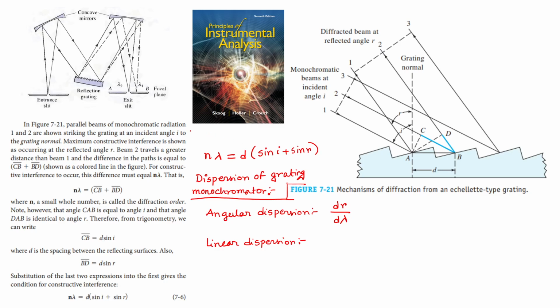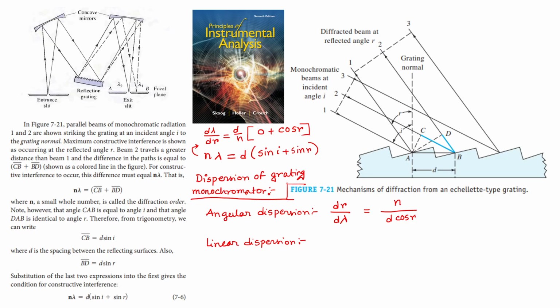So what we are going to get from here is d lambda by dr is d by n, obviously sine i is constant, that is why it is 0, and the derivative of sine r is going to be cos r, right, when we differentiate with respect to r. So what do we have here? dr by d lambda. So we will reciprocate it. So we will get something like n by d cos r. So this is the angular dispersion. So this is known as angular dispersion.